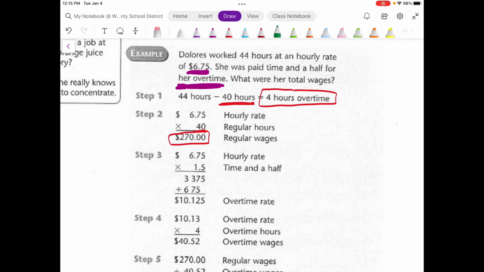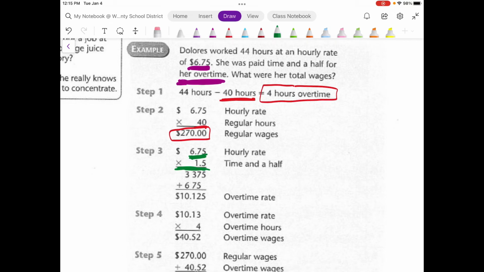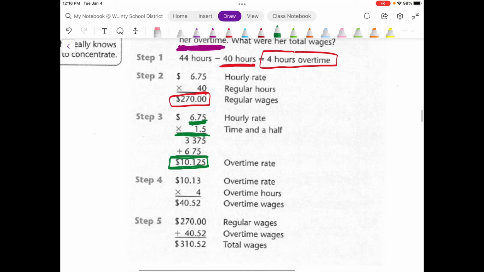Next, we're going to figure out the time and a half rate. So if, again, you originally get paid $6.75, you're going to multiply by the 1.5. We practiced this last time. So that means each overtime hour, you're actually going to get paid $10.13. We'll round up here in a second. So there it is.